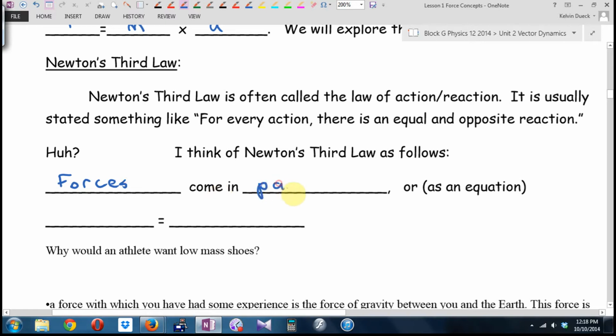Forces come in pairs. You cannot have a force all by itself. Now, you may have a force by itself in your free body diagram, but that's because you're only drawing the forces on object A. But there would be an identical force in the opposite direction on object B if you had drawn object B in your diagram. In fact, as an equation, I say this: F of A on B equals negative F of B on A, where negative is the vector direction.